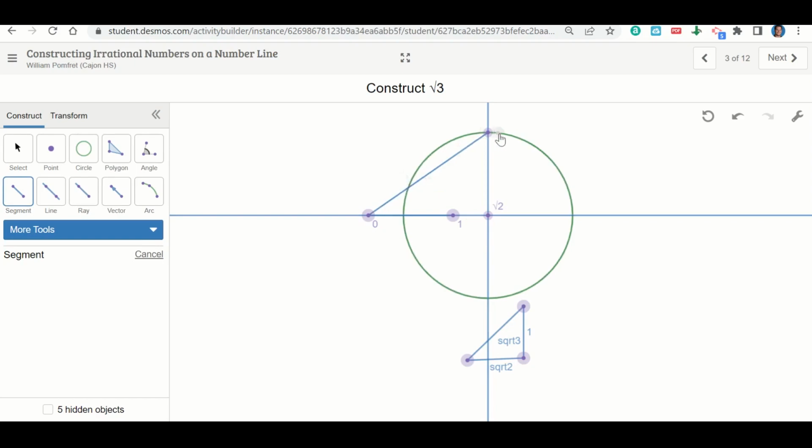Now from there, I need to copy this down onto my number line. So I go to Circle, and I click on this point here, and I want it to go through this point here. Notice the radius is square root of 3, so that means that in this direction the radius is also square root of 3. So wherever the circle and the number line intersect should be exactly square root of 3, so I'm going to go ahead and put a point there, and that point represents square root of 3.